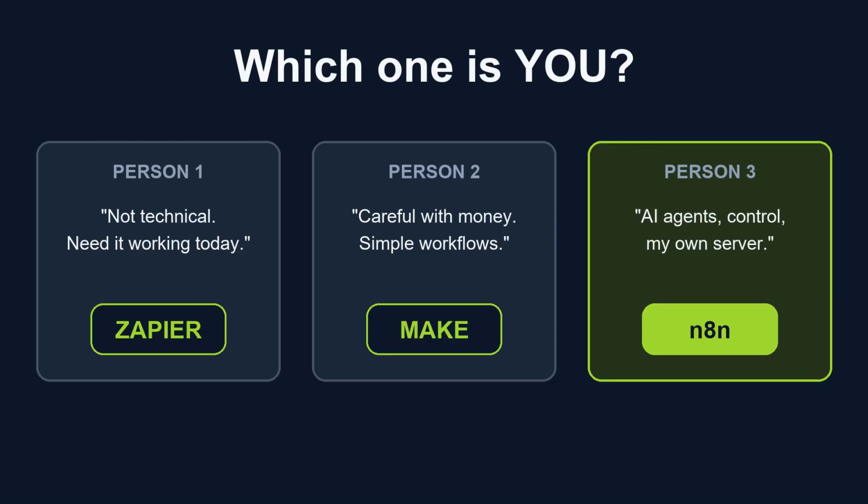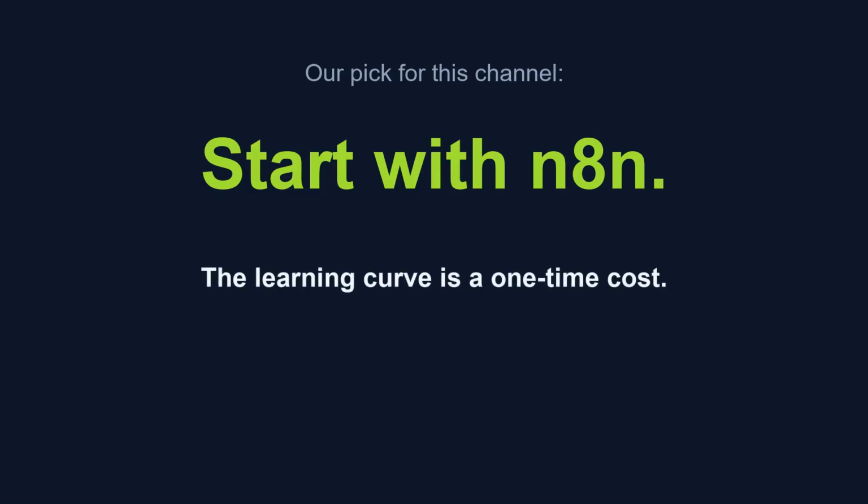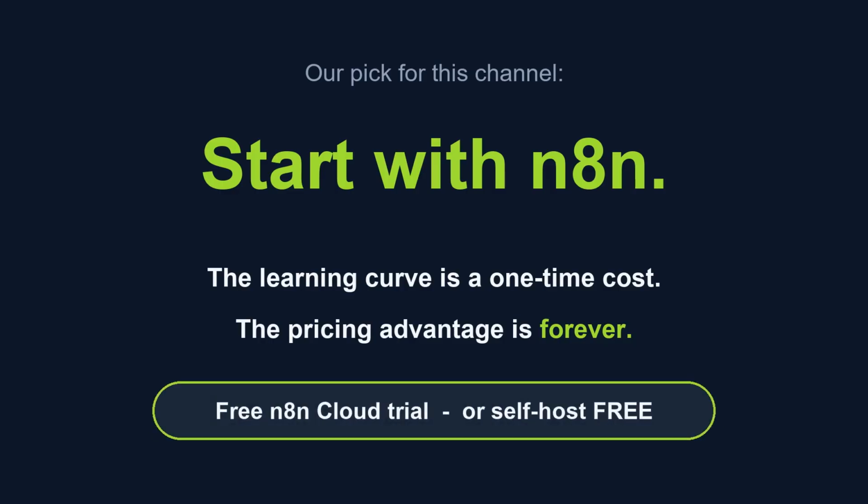That's n8n. And if you're watching this channel, here's my actual recommendation, start with n8n. Not because it's the easiest, it isn't, but because everything we build here, from AI agents to self-hosting, lives on n8n. The learning curve is a one-time cost. The pricing advantage is forever. Use the free trial of n8n Cloud, or self-host it for free.